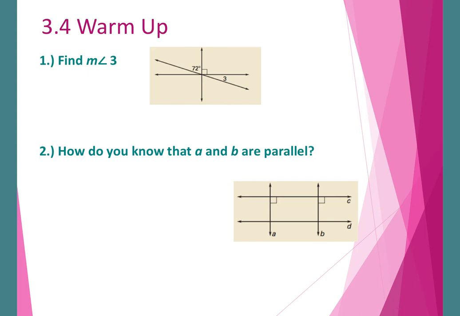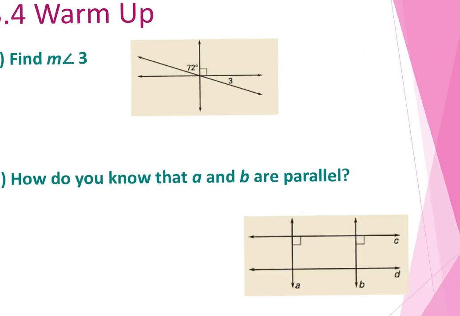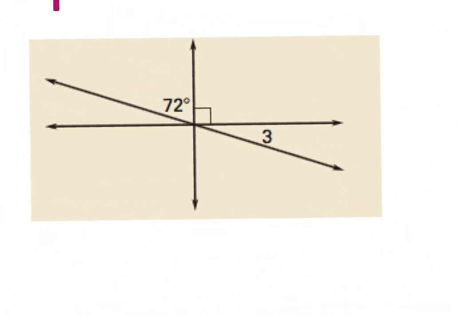For number 1, it just says find the measure of angle 3. So what are we using here? Like what kind of angles are you applying? Basically, 72 and the angle that's vertical to 3 are complementary.